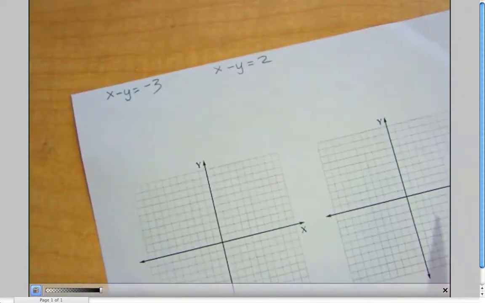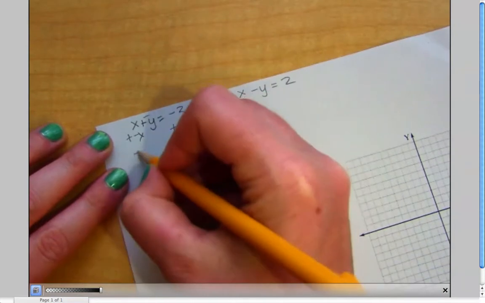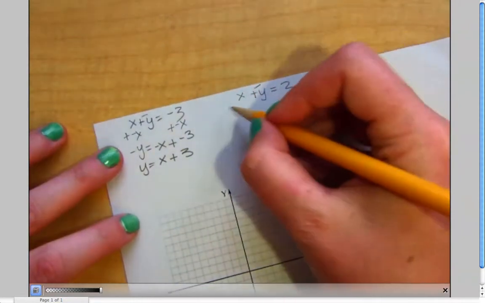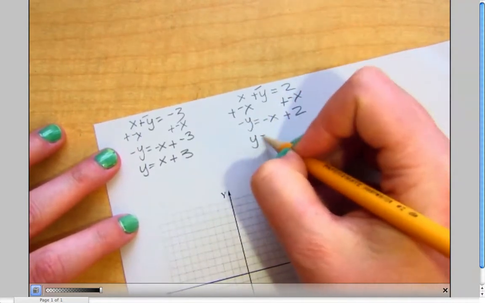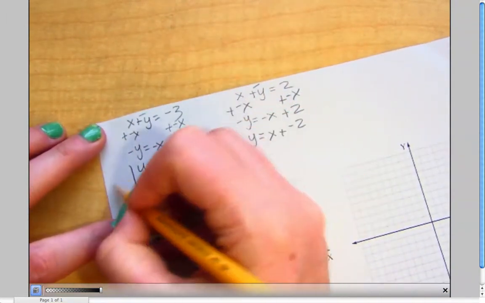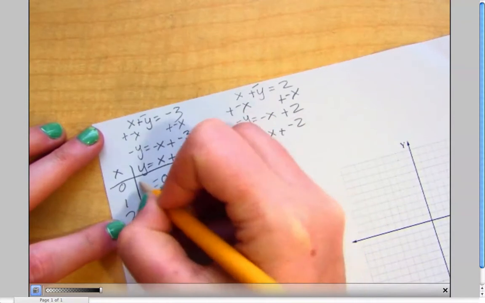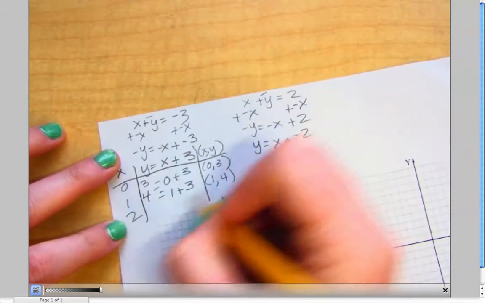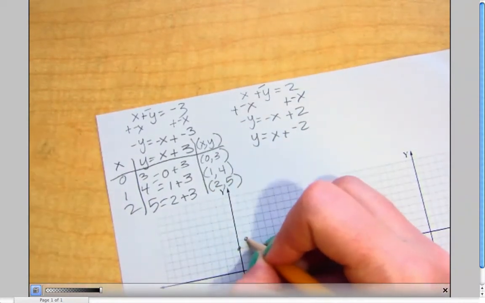So we've had our intersect, we've had our coincide. Let's look at one more. Go ahead and solve for y. Negative y equals negative x plus negative 3, so positive y equals positive x plus 3. Next one: negative y equals negative x plus 2, so positive y equals positive x plus negative 2. Now the table, using 0, 1, and 2. 0 plus 3 is 3, 1 plus 3 is 4, and 2 plus 3 is 5. So 0, 3, 1, 4, 2, 5.